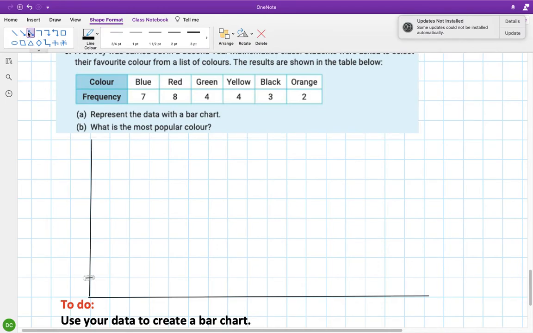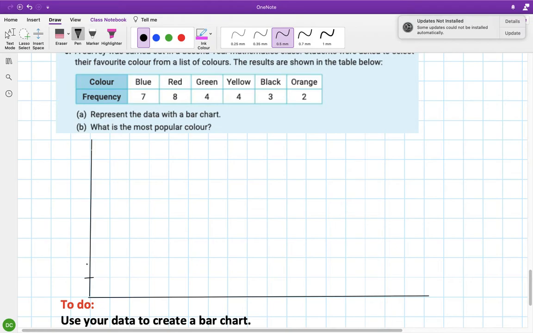Just draw them. 1, 2, 3, 4, 5, 6, 7, 8. Okay, and that's going to be the frequency. Then down here we're going to do the colours. So I'm just going to do them all blue.